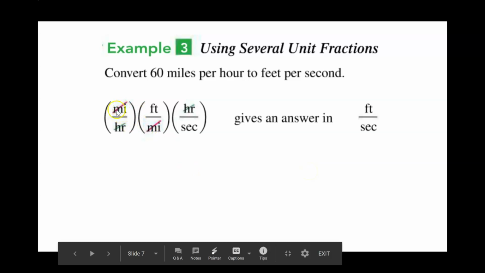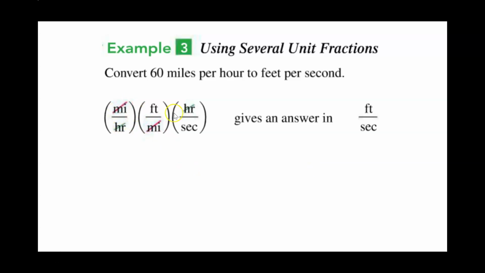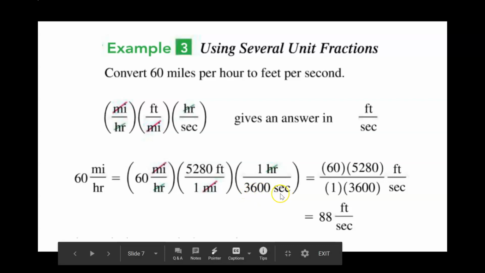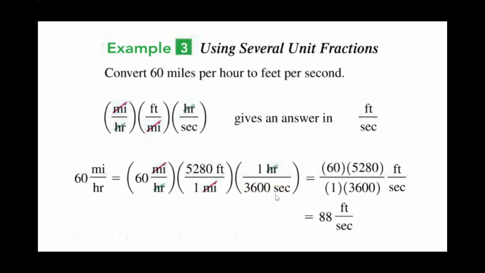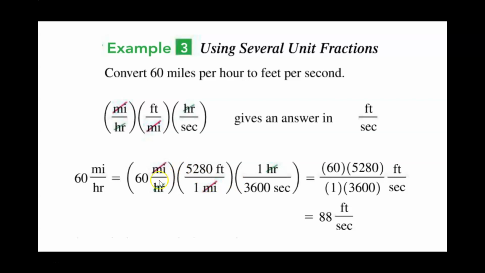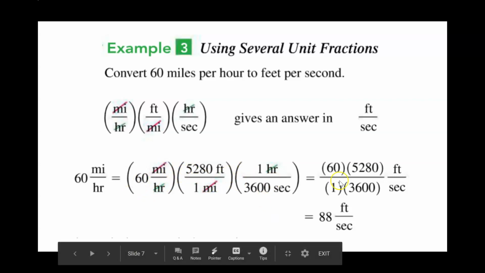So here they showed you how you can cross things out, miles down here, hour up here. The only thing left is feet and seconds. Now they did something a little different. They knew that in 1 hour there are 3,600 seconds. I'm not expecting you to know that because we did 60 times 60. What's 60 times 60? 3,600. If you knew that 1 hour has 3,600 seconds in it, you can skip that 60 part and just put that straight in. It does not matter to me. But they just knew it and they did it this way. So 60 times we gave you this on top, divide it, and we get 88 feet per second.